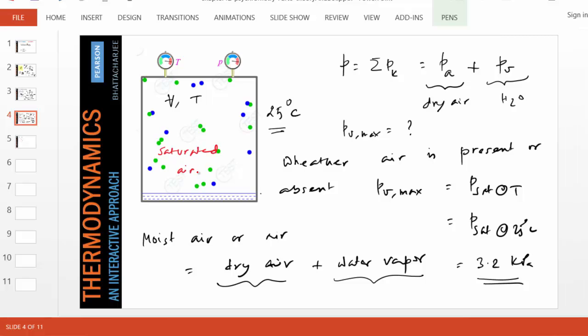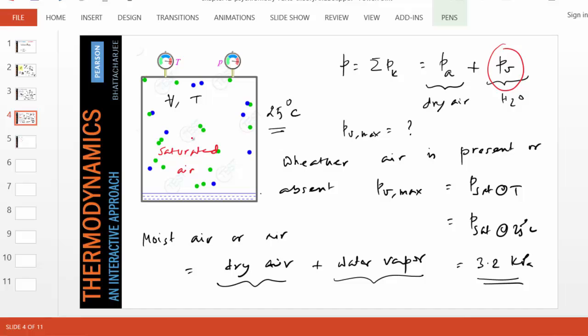So once again, what is saturated air? When PV reaches maximum, then we say air is saturated. Air cannot hold any more water vapor. So I know you've heard of relative humidity. We'll soon move in there.